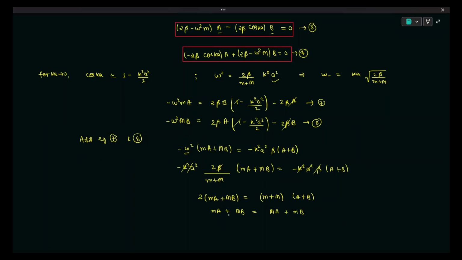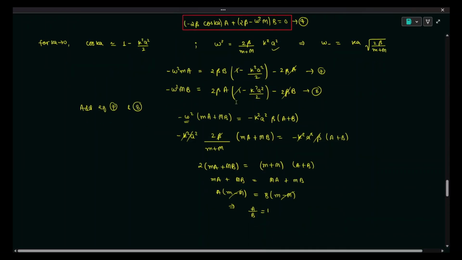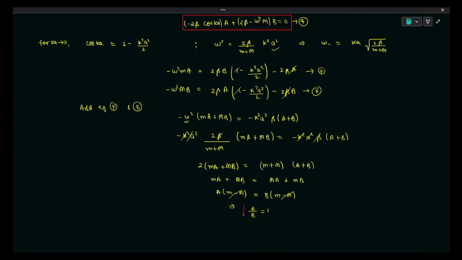Now since we need the ratio of the amplitudes, collect the amplitudes on each side, so this will become A small m minus capital M, and that will be equal to B small m minus capital M. So this term will get cancelled here. This implies that A divided by B is equal to 1. So the two amplitudes will always be in phase with each other.